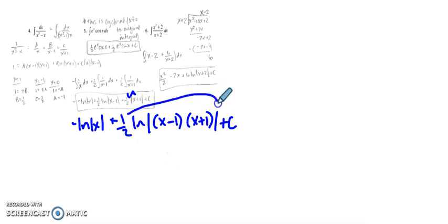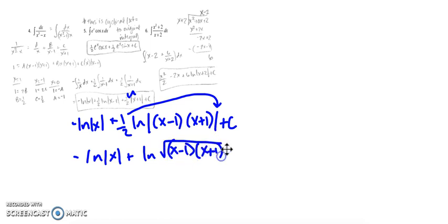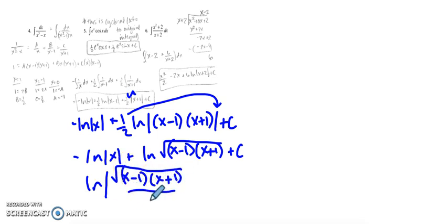Then you could bring up the exponent. So you'd have the negative ln of absolute value of x plus the ln of the square root of x minus 1 times x plus 1. And then certainly you could then do a division where you're dividing this by this since the negative's in front. So you have the ln of, and I'm going to put it all in the absolute value, square root of x minus 1, x plus 1, all over x. That might be the way that they give you the answer if you're doing multiple choice.